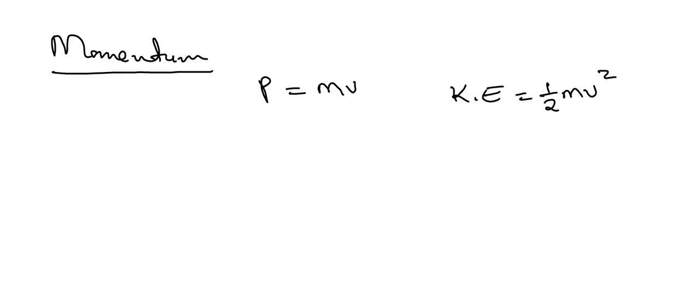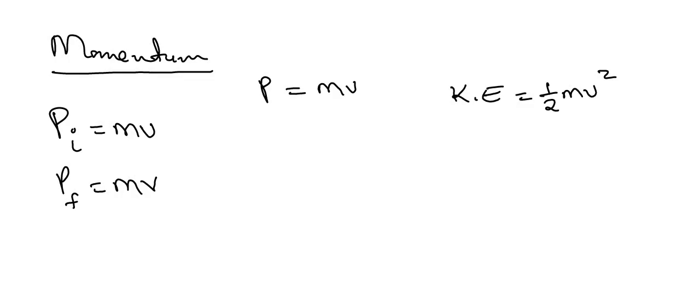Now, depending on whether you have initial momentum or final momentum: initial momentum uses initial velocity, so I'll use U there. Then final momentum uses final velocity. Let me show it by saying we're using a V.